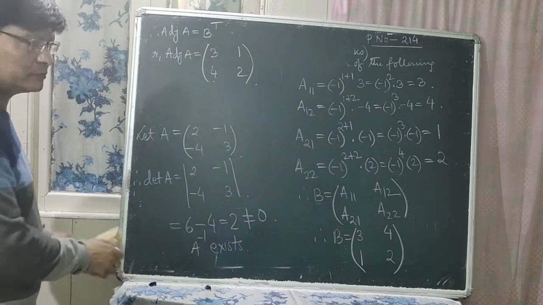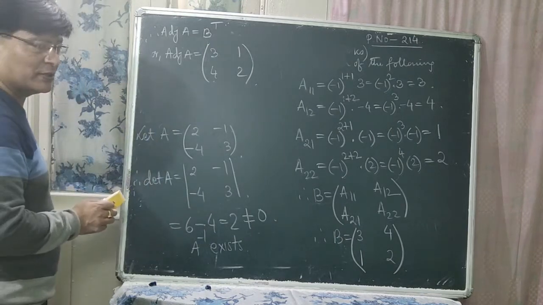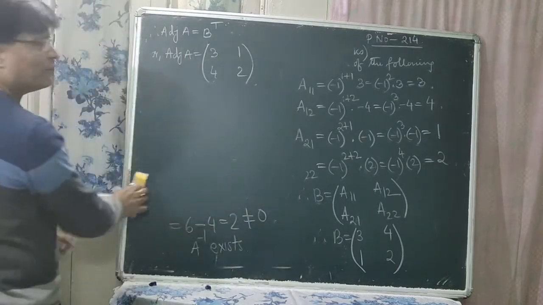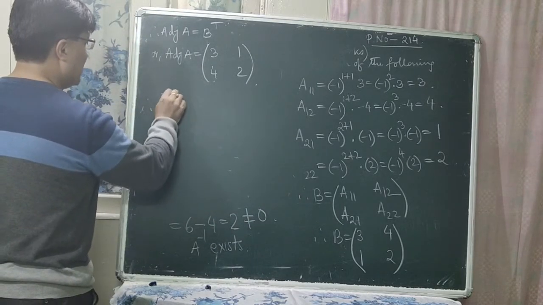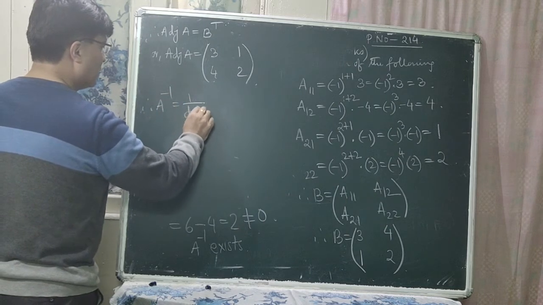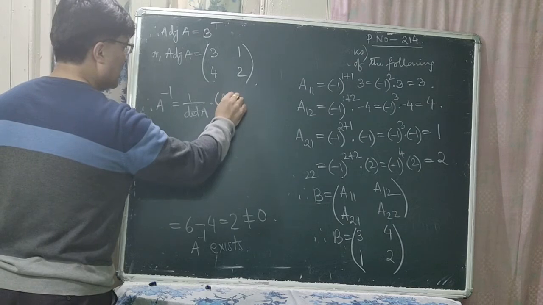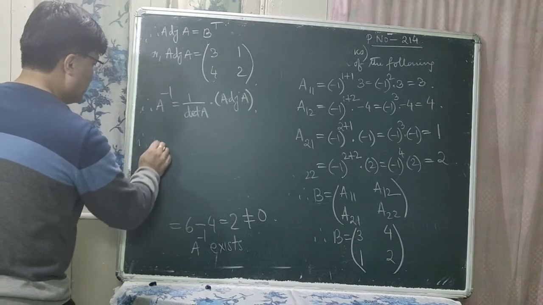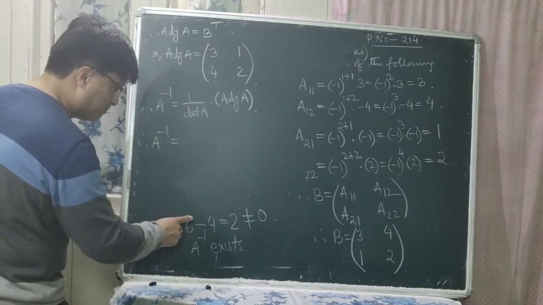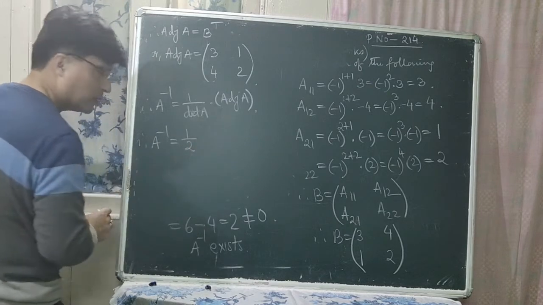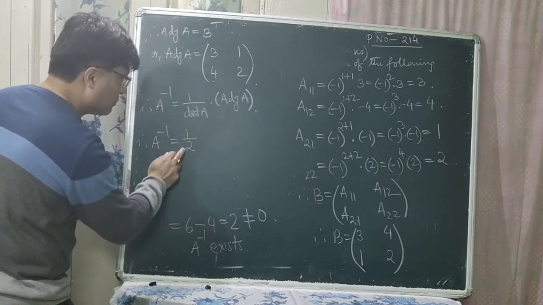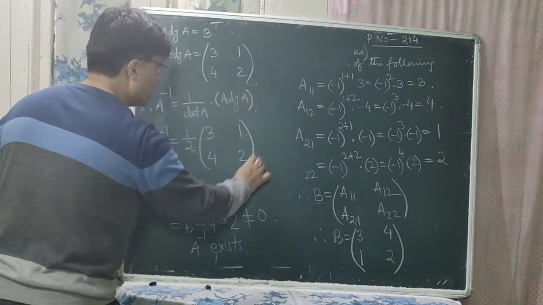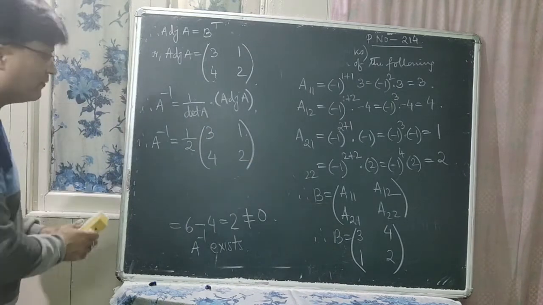Is that clear? Now how can we get A inverse? In this case, A inverse exists because det A is not equal to 0. So you should know the formula of A inverse. A inverse is equal to 1 upon det A dot adj A. This is the formula. So A inverse is equal to 1 upon det A, which is 1 upon 2, since the det A value is 2. What is adj A? We just found it. This is 3, 1, 4, 2. You can keep the answer like this also, or you may simplify it.